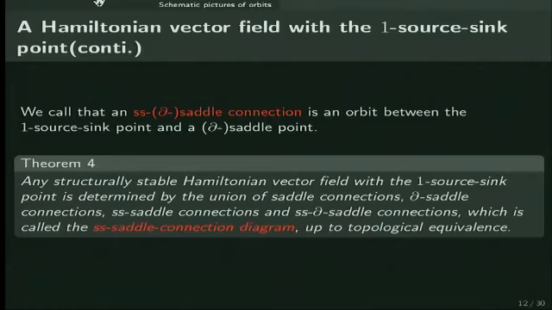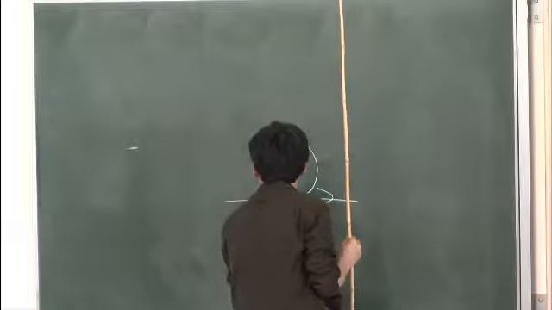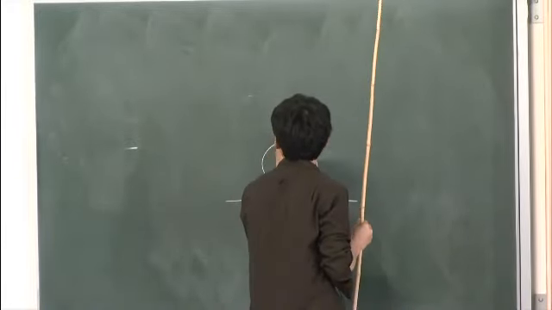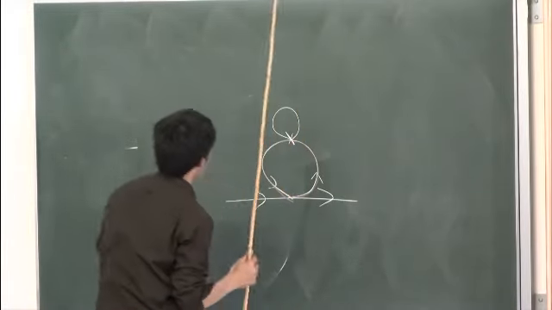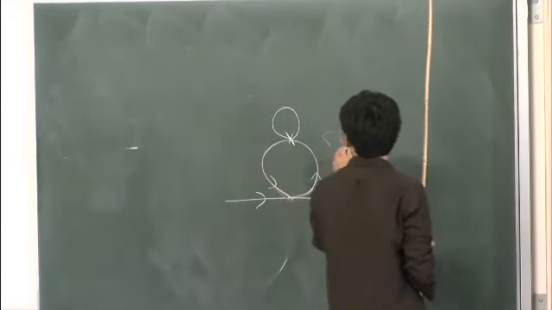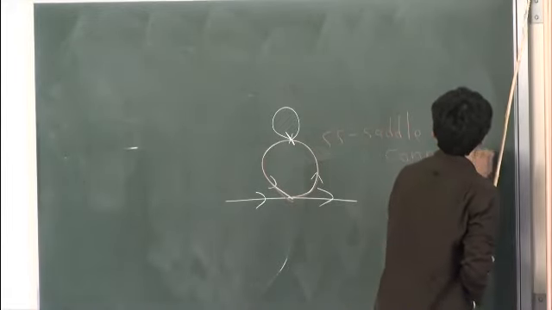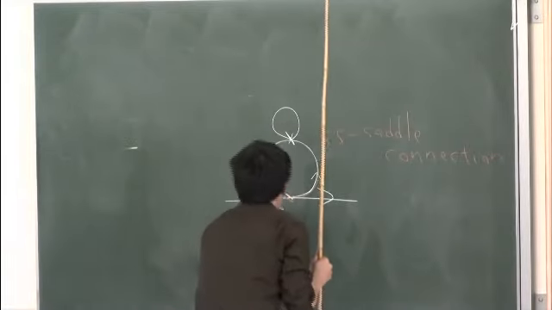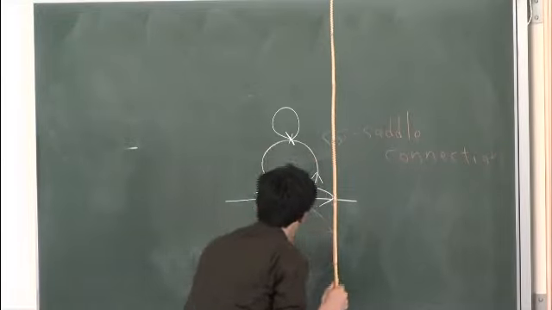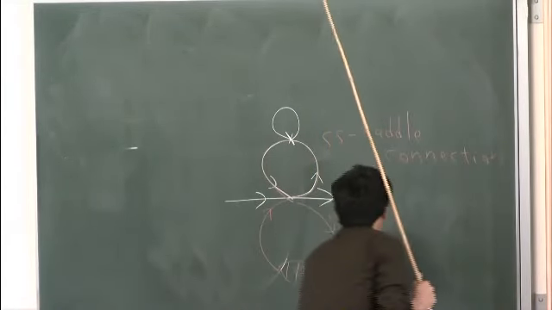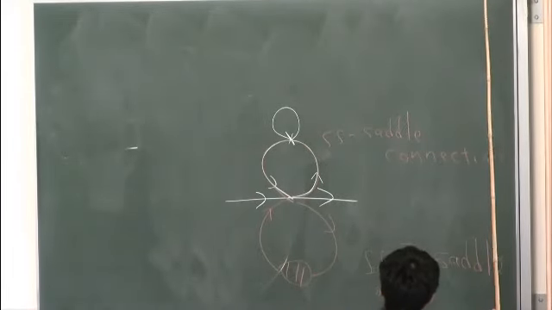Anyway, so this orbit is an SS saddle connection, and this orbit is an SS boundary saddle connection.